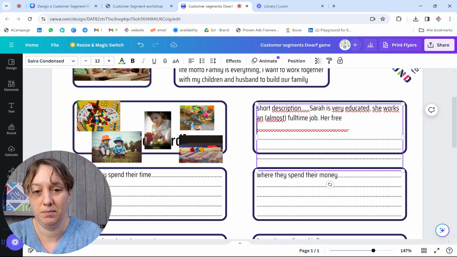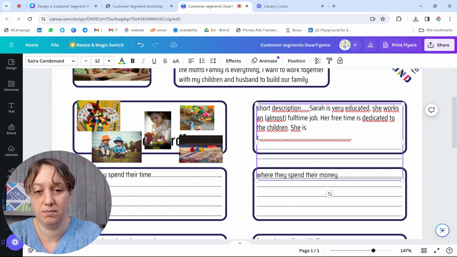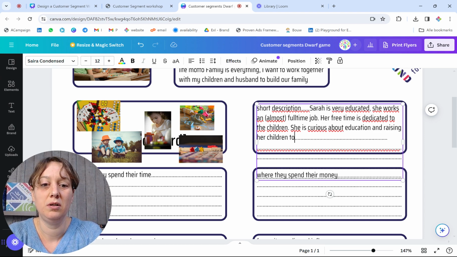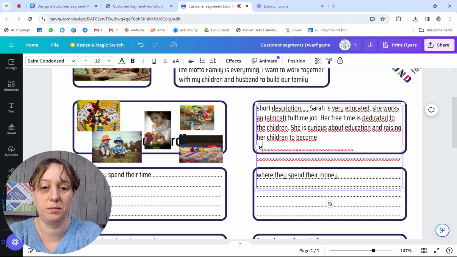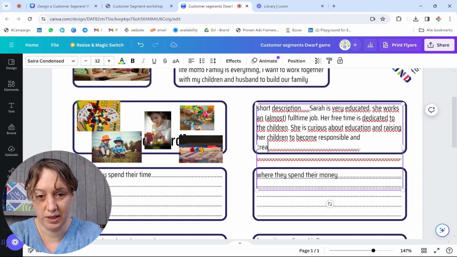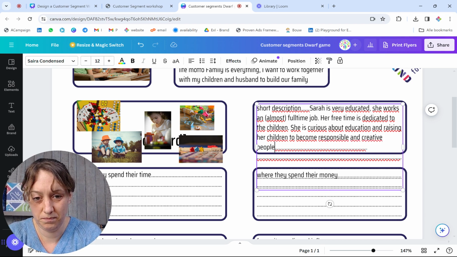Her free time is dedicated to the children. She is curious about education and raising her children to become responsible and creative people.